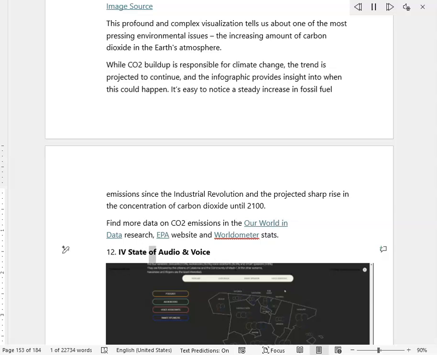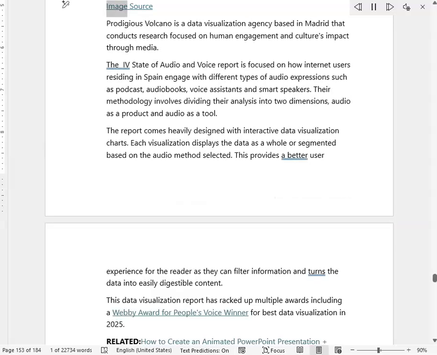12. State of Audio and Voice. Prodigious Volcano is a data visualization agency based in Madrid that conducts research focused on human engagement and culture's impact through media. The State of Audio and Voice report is focused on how internet users residing in Spain engage with different types of audio expressions, such as podcasts, audiobooks, voice assistants, and smart speakers.